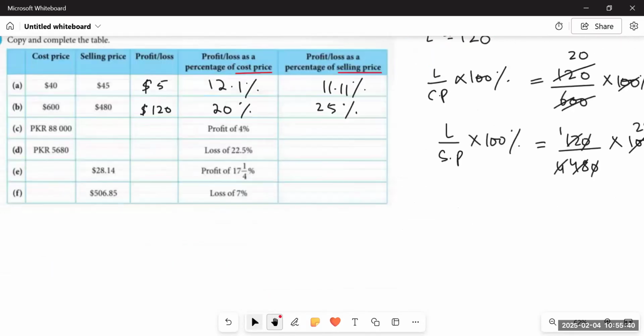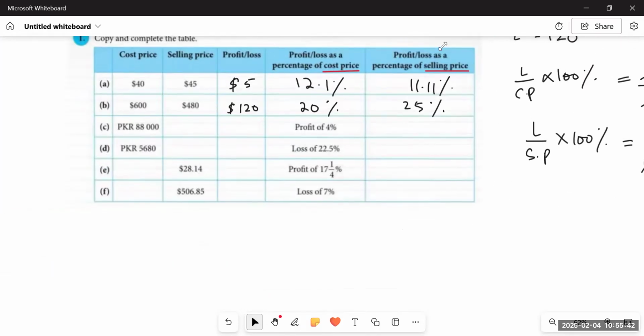So it's the simple thing that we have learned. Now we have to talk about if the cost price is given and the profit or loss as a percentage of cost price is given, but we are not provided with the selling price, nor the profit and loss as a percentage of selling price, then what can we do? So let's start from here.